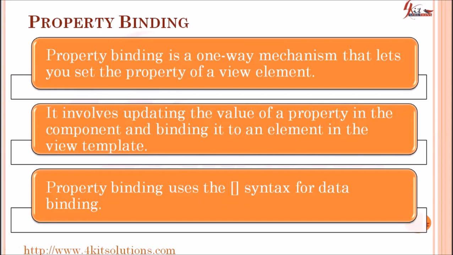String interpolation is basically if you want to display a string value on the screen. Property binding means that we want to set the property or attribute of an element in HTML. Suppose, as I told you, we have a disabled attribute. Suppose I want to change the source of my image on button click. How do we change the image? We change the source of that image. So we can bind that source property in my view with my TypeScript code.